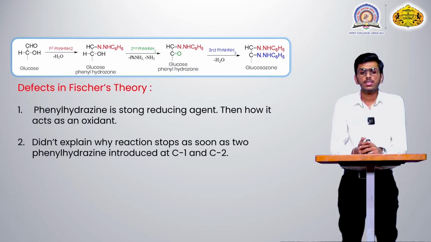There are certain defects in the Fischer theory. First, phenylhydrazine is a strong reducing agent, as we know. Then how can it act as an oxidizing agent in the above reaction? The second question that arises is why the reaction stops at C1 and C2 and does not proceed further. These two questions are not answered by Fischer's theory.